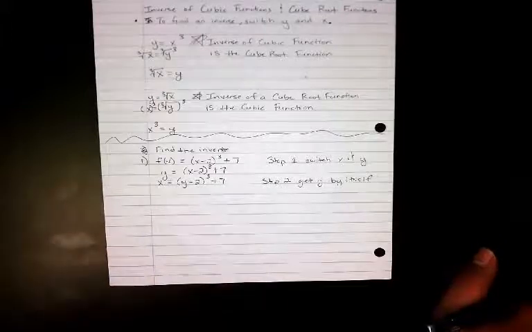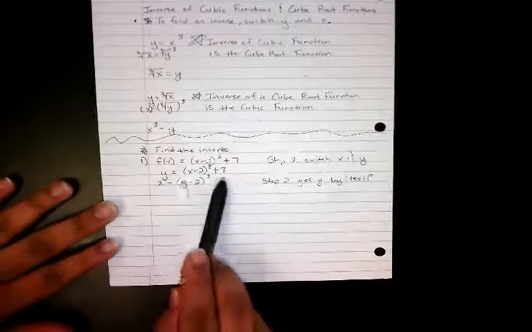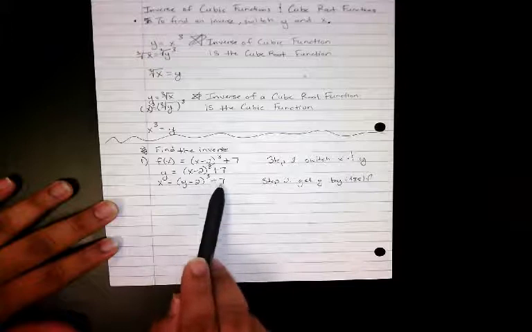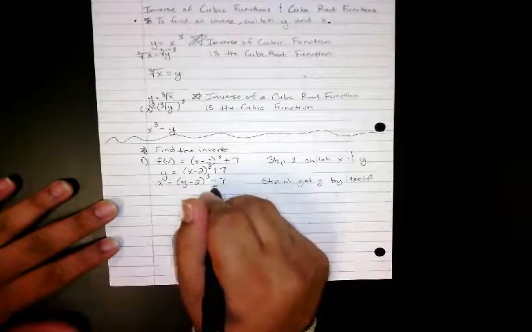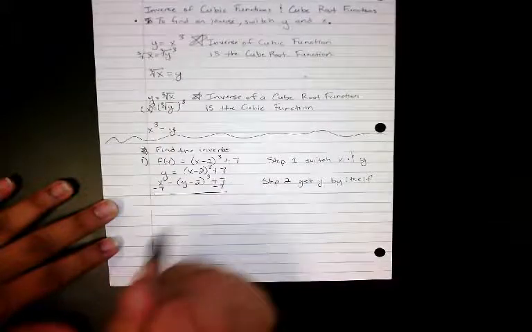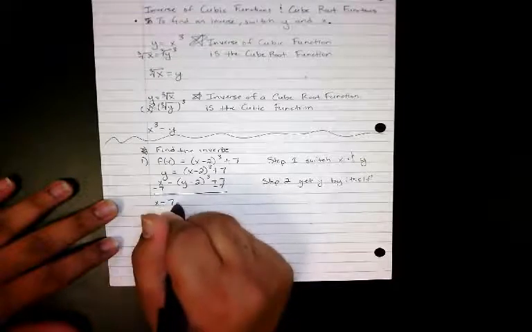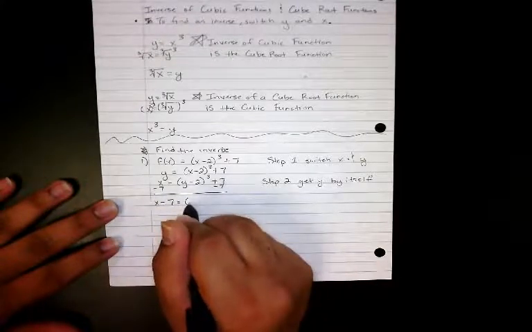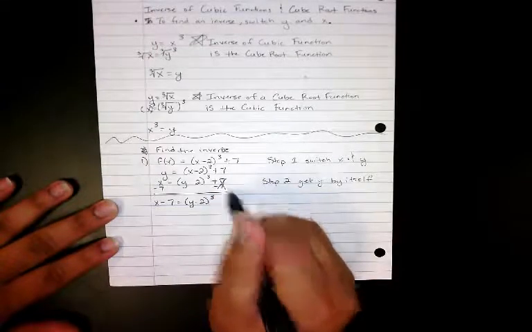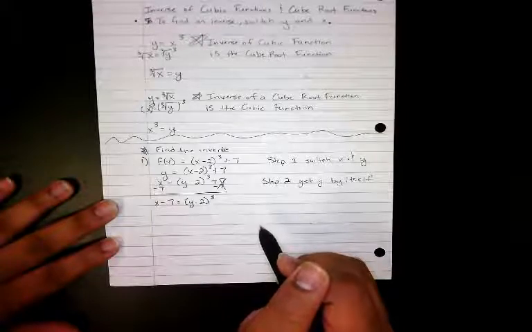The way we're going to do that, we're going to move everything over to the x. So we're going to move this 7 first, because it has nothing to do with the parentheses or exponents. So you subtract 7 on both sides. You get x minus 7 equals (y minus 2) cubed, and then this cancels out.